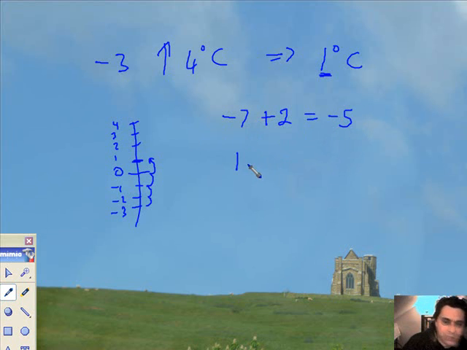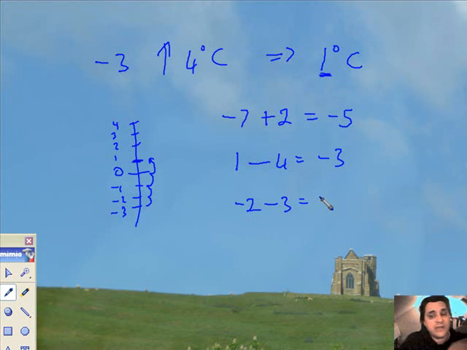So we don't have to wrap up quite so much. Next one, I've got 1 degree and it falls by 4 degrees C. So it's 1 take away 4 puts us into minus 3 below 0. Last one, I've got minus 2 and it falls by 3 degrees. That's another minus 3. So minus 2, now go down another 3 degrees, puts you on minus 5. Question 2 is exactly the same as question 1, but there's no degrees to help you think in terms of hot and cold, but it's exactly the same mathematics.